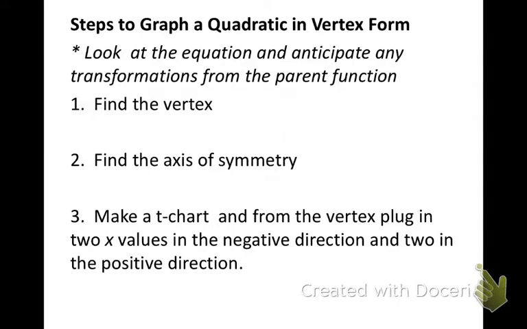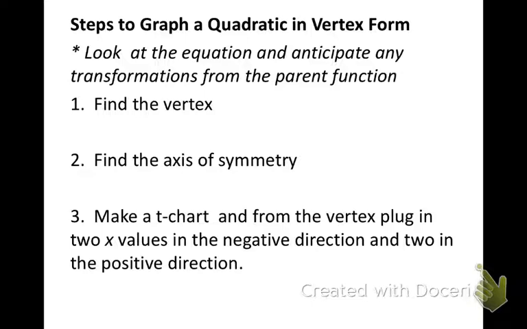For each different form of a quadratic equation, I'm going to give you steps on how to graph them. So these are the steps on how to graph a quadratic equation if it is in vertex form. The first thing we'll do is look at the equation and anticipate any transformations that we know will happen. That's what we learned in Concept 6. So do we have an x-axis reflection, or a vertical stretch or shrink, or a horizontal shift left or right?